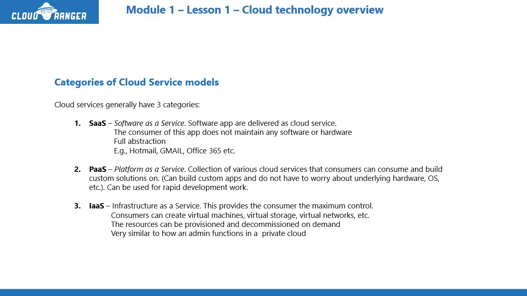Okay, the next is platform as a service, or PaaS. This is basically a collection of various cloud services that the consumers can consume and build custom solutions on. So this is one layer of less abstraction than software as a service. It means you're not just going and signing up for a software. Let's say you want to build a website. These are the things you don't have to do. You don't have to get the physical hardware and configure all of that.